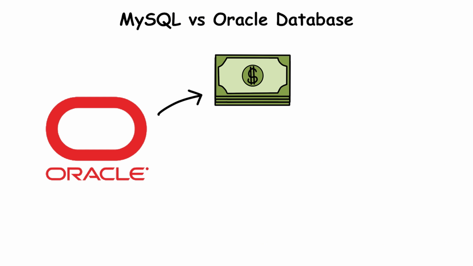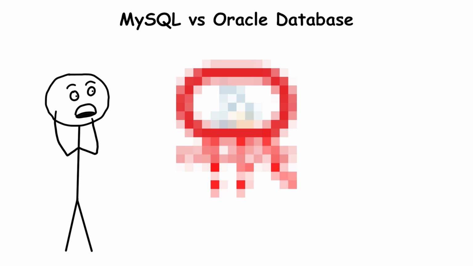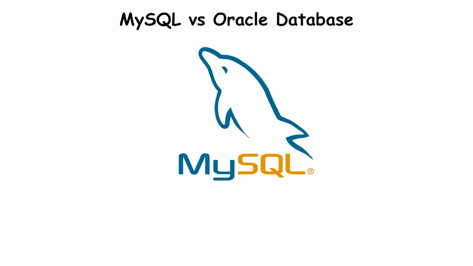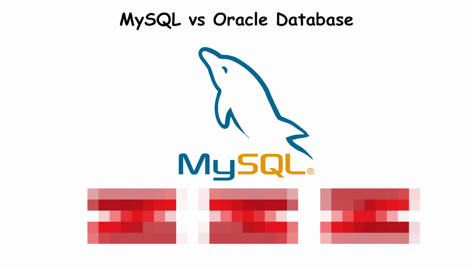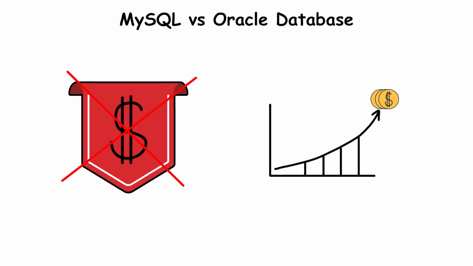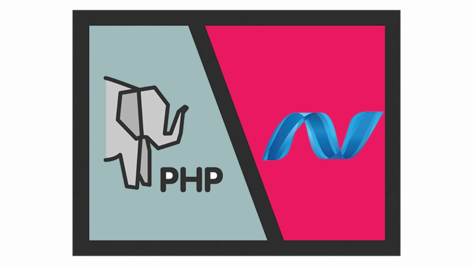When Oracle eventually bought MySQL, many feared it would be killed off, but forks like MariaDB kept the open source spirit alive. Even today, MySQL remains the backbone of countless websites, quietly proving that you don't need enterprise pricing to achieve enterprise scale. PHP versus ASP.NET.